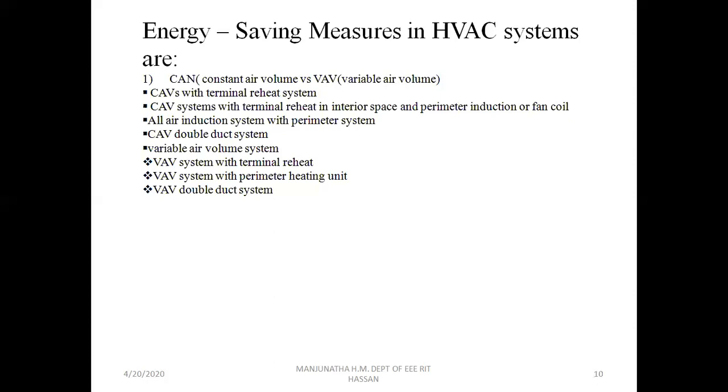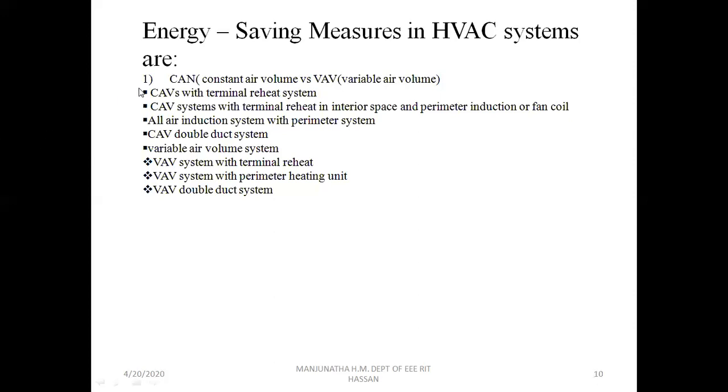So we are going to control the air volume in the variable air volume system. Based on this, the energy consumption varies based on the volume of the air. Thereby we can conserve the energy. So the variable air volume has better efficiency. It is better compared to the constant air volume.